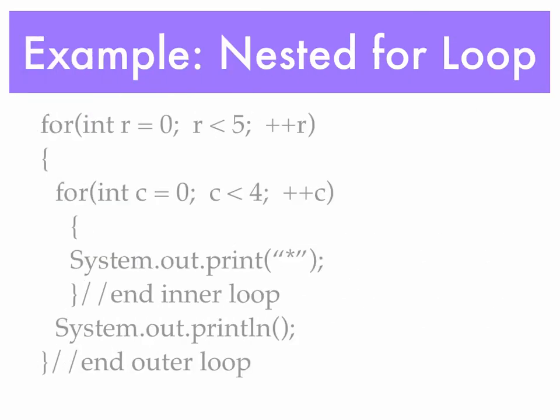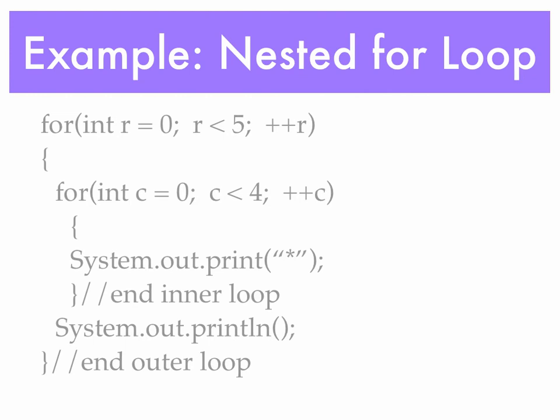Here I've got a for (int r = 0; r < 5; ++r). That's my outer loop. My inner loop is for (int c = 0; c < 4; ++c). That inner loop starts with that opening curly bracket, closes with that closing curly bracket, and what it does is print a single asterisk to the screen. Now what this example does is print to the screen a series of asterisks, 5 rows of 4 columns each.